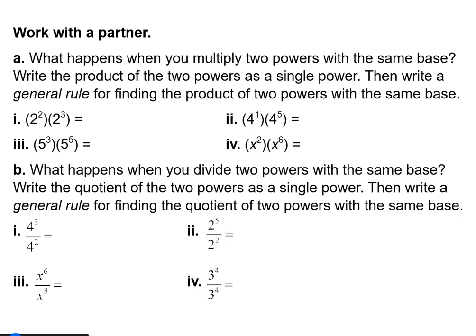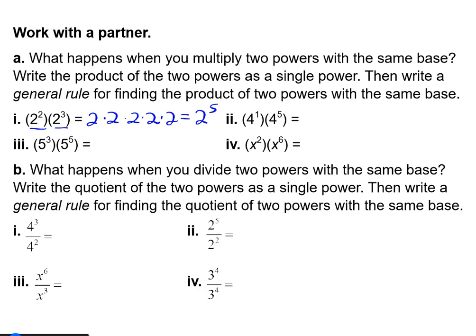So here we have two powers with the same base. They both have a base of 2. 2 squared we know means 2 times 2. And 2 to the third, let's make that a multiplication sign, times 2 to the third, times 2 times 2 times 2, which gives us 2 to the fifth.